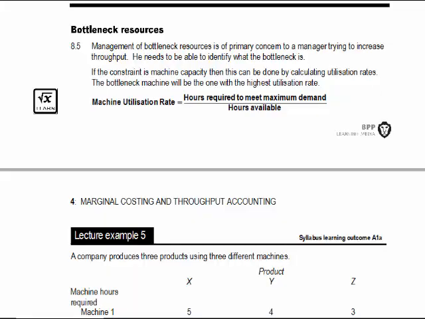So how do we actually identify what is the bottleneck resource? Well, in the exam you might have to identify the bottleneck resource by calculating a machine utilisation rate. We can do this quite simply by taking the hours required to meet the maximum demand on a particular machine and dividing it by the hours available. If you've got more than one machine, if you compare the utilisation rates of all of them, then the bottleneck is the one with the highest utilisation rate. In other words, the one potentially working the hardest.